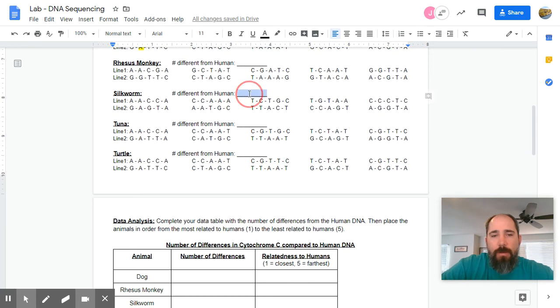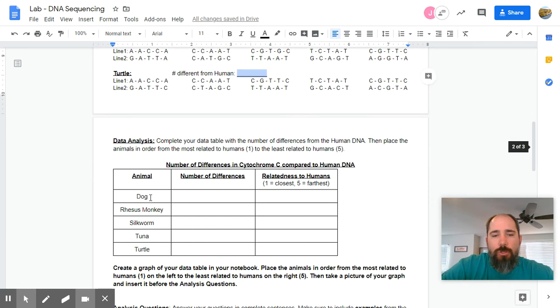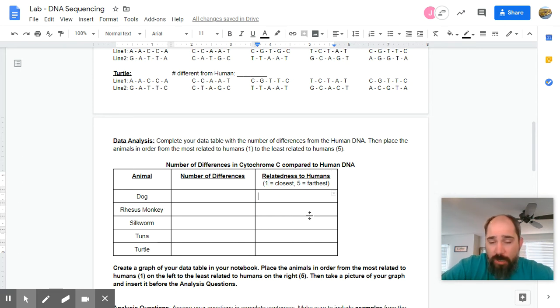After you have the count of how many different from the human, transfer that to your data table, and then assign a ranking. If they have the least number of differences, they should get number 1 because they're the closest to the human DNA. The species with the most number of differences should be ranked number 5. So there should be a 1, a 2, a 3, a 4, and a 5.